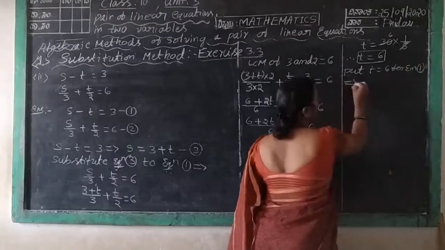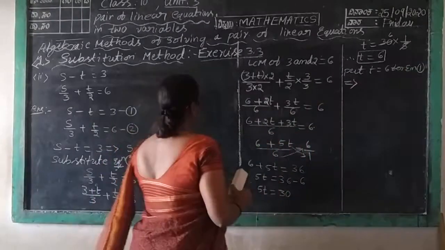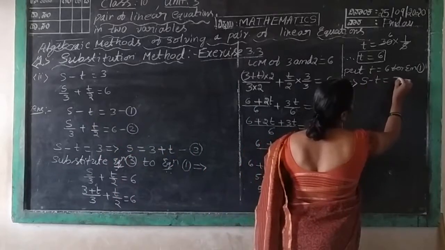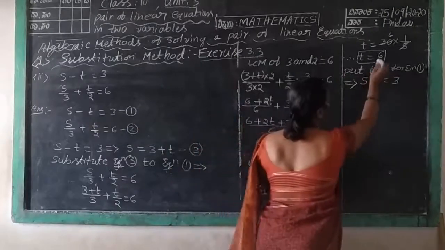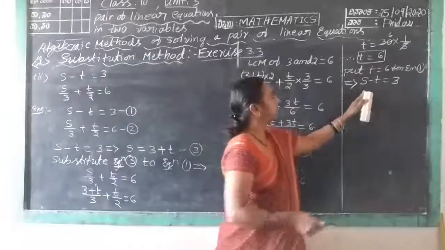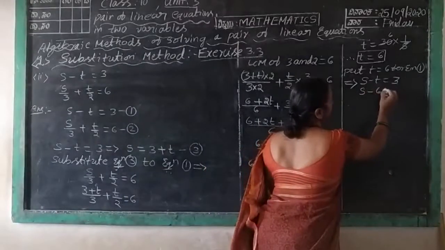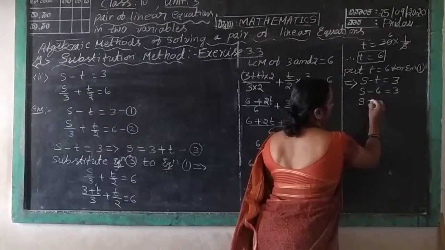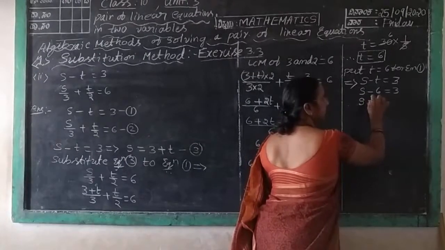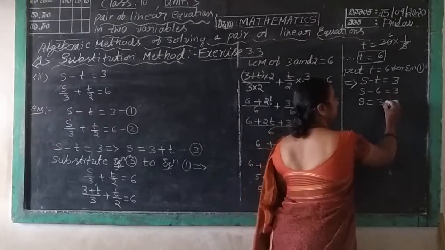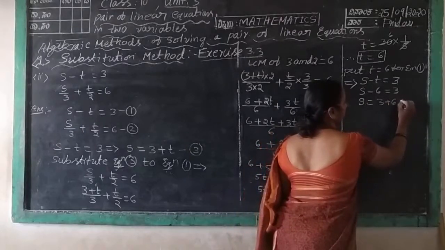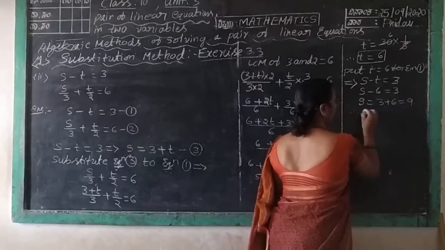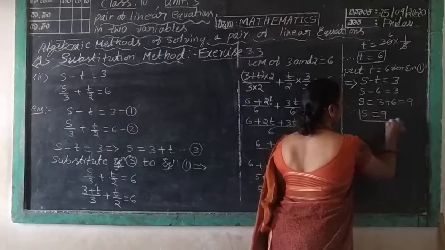For equation 1, we have s minus t is equal to 3. Then we put the value of t into the equation. Then we will get s is equal to, shifting the minus 6 to the RHS, it becomes plus 6, that is equal to 9. Therefore, the value of s is equal to plus 9.